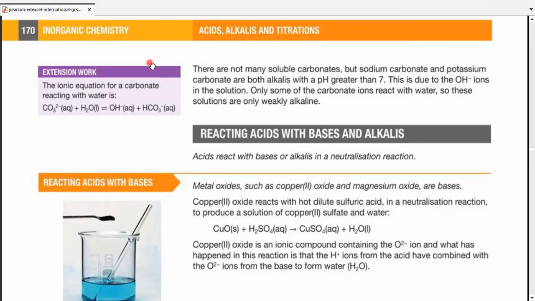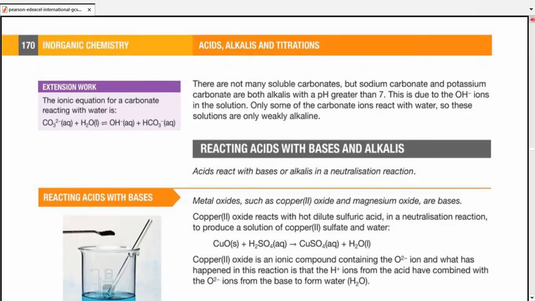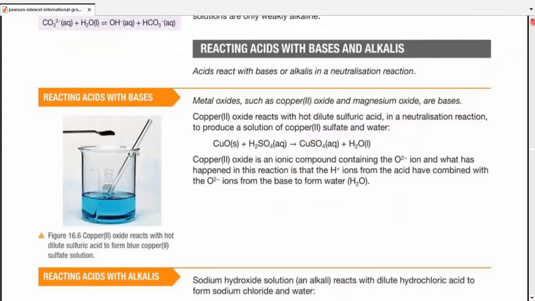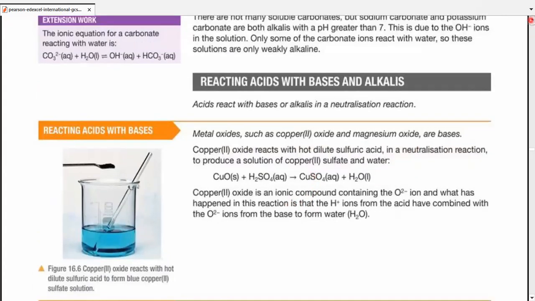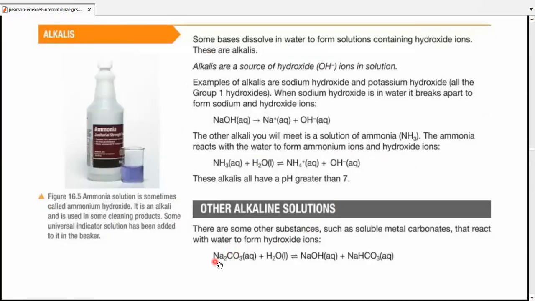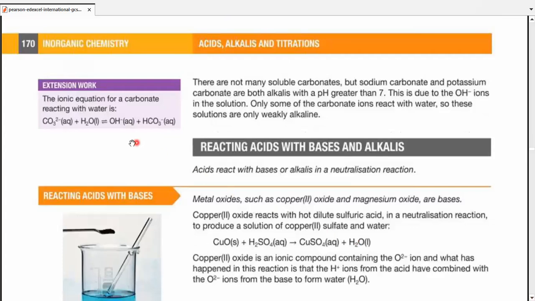Now, the ionic equation for the carbonate that we were talking about on the previous page. If we go one page back, you would see sodium carbonate plus water gives us sodium hydroxide plus sodium hydrogen carbonate. You'd find the same equation over here. It's just that we have taken out the sodium ions, forming an ionic equation. The carbonate ions reacting with water give us hydroxide ions and hydrogen carbonate ions. That's why we call sodium carbonate a source of hydroxide ions, and we call it an alkaline solution.